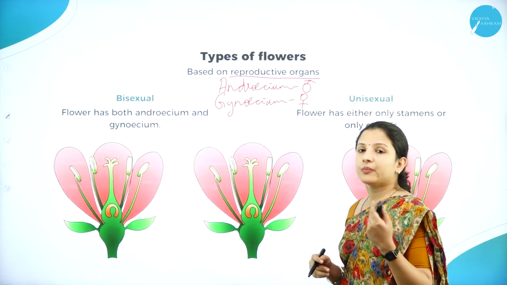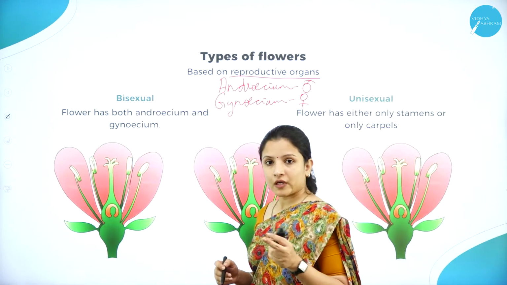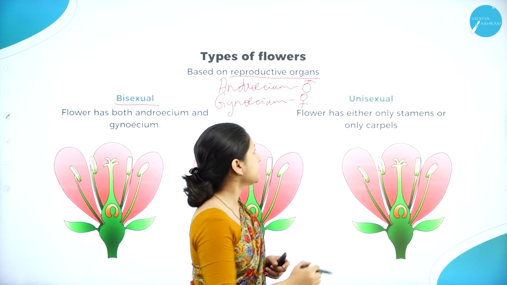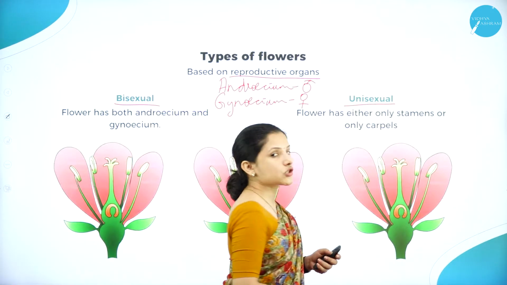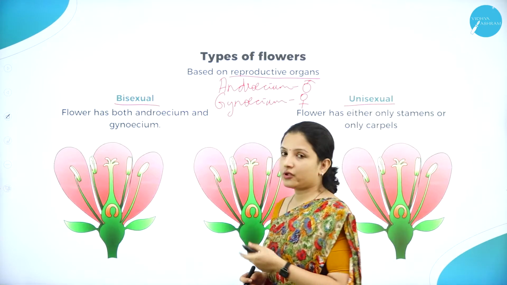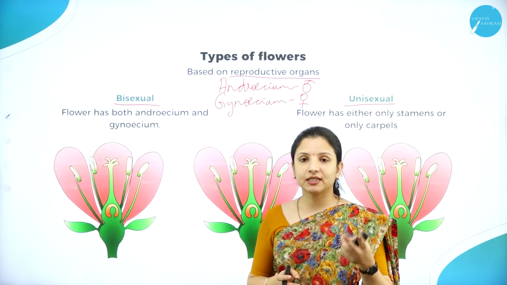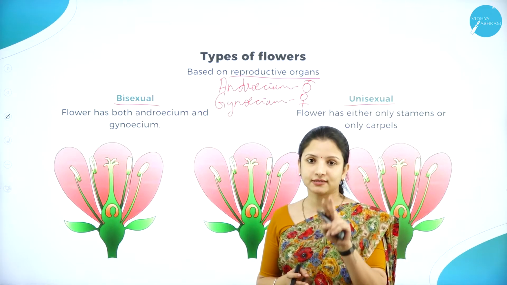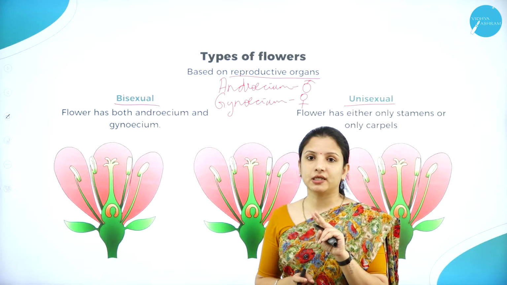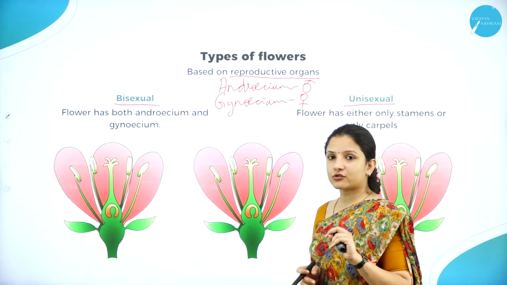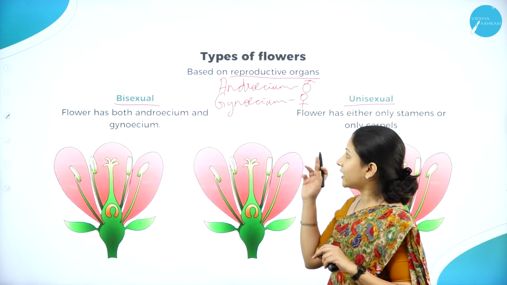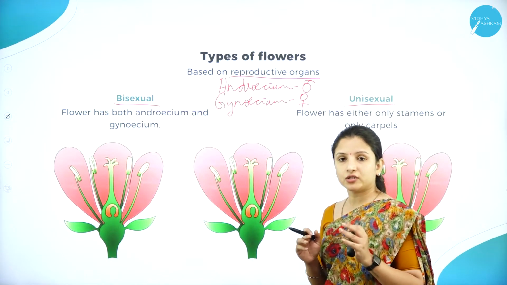In a flower, based on whether the andrecium is present, whether the gynoecium is present, or whether both are present, the flowers are of 2 important types, that is bisexual flowers and unisexual flowers. So what are these? We shall see. Bisexual flowers, as the name itself says, bisexual, 2 sexes are present there. That is 2 sexual organs will be present there. So what are the sexual organs I told you in a flower? They are the andrecium, that is the stamens, and the gynoecium, that is the pistil or the carpel.